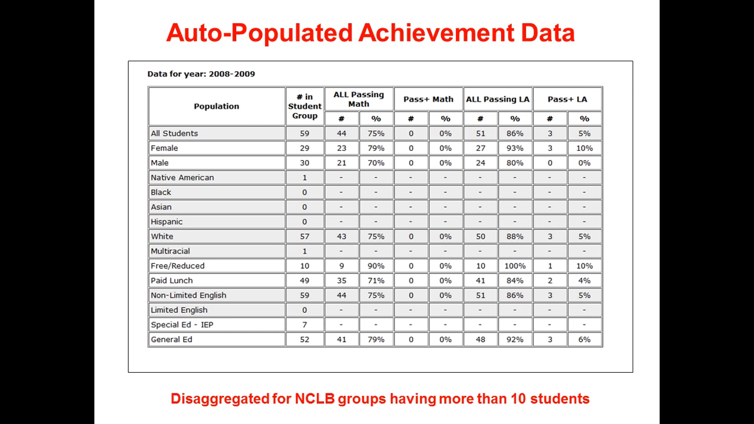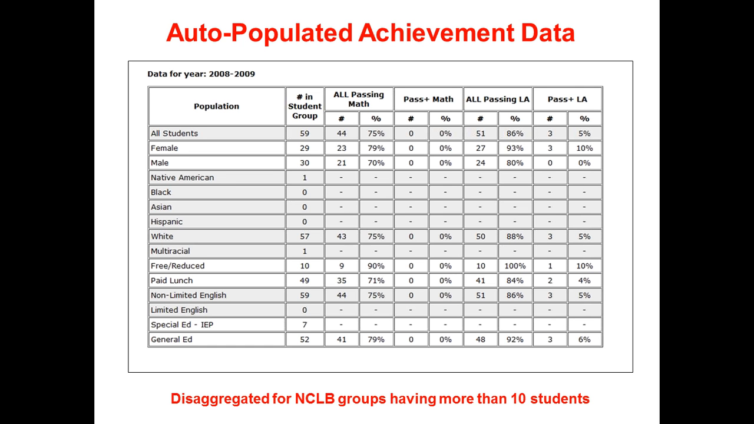Okay, additional tools. I mentioned maybe earlier that we will auto-populate achievement data that we can pull from other organizations' websites into your school improvement plan. So when you go in, you'll see a data table that looks like this. This happens to be for ISTEP. That shows you the raw number of students, how many are in the student group, and how many met each of the benchmarks, and then we've also calculated the percentages for you.